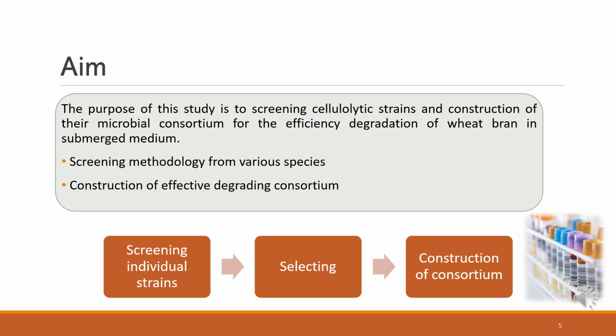So, the purpose of the research is to characterize potential cellulolytic degrading strains from the Bacillus genus, and two main contents were conducted. First is the screening methodology for strains of Bacillus bacteria, and second is the construction of a cellulolytic degrading consortium based on the high capacity of enzyme production.